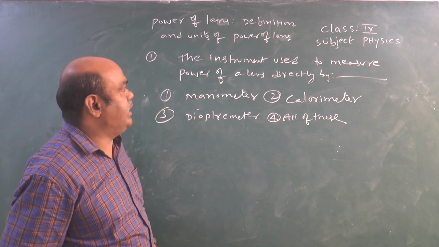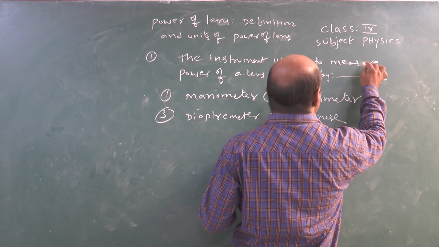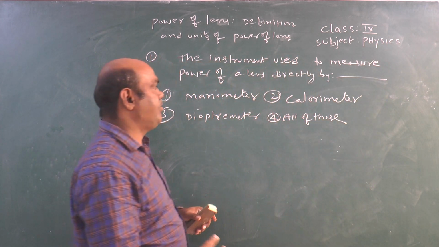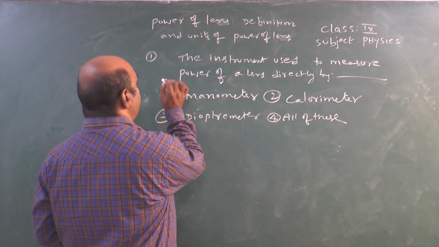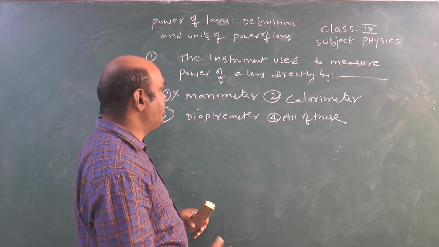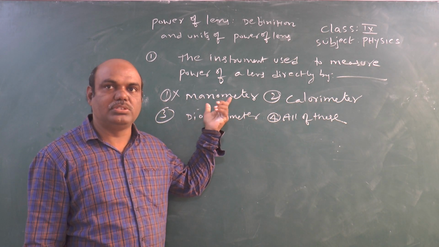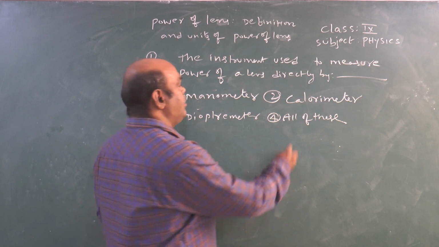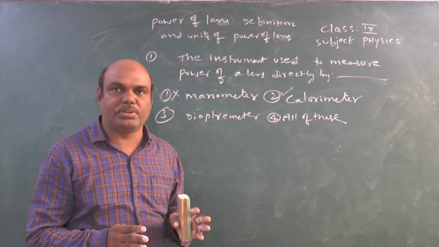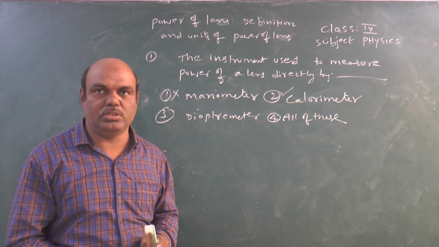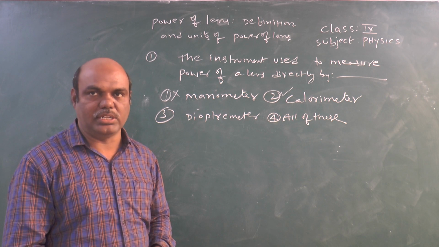The instrument used to measure the power of a lens directly by. Here the manometer is an instrument used to measure pressure. For pressure measurement we use a manometer. A calorimeter is used to measure how much heat transfers from a hot body to a cold body, that means it is used for measuring the quantity of heat transfer.